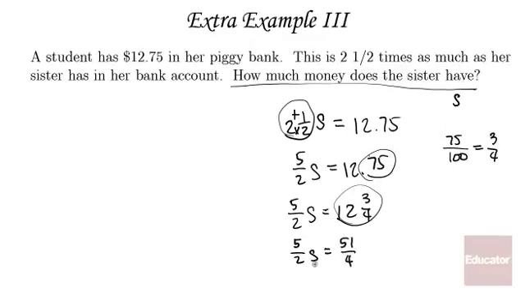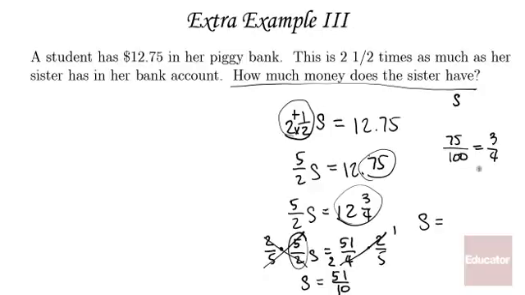To isolate s, I'm going to multiply both sides by the multiplicative inverse, which is 2/5. This cancels, and I have s alone. I've isolated s. I can cross-simplify here to make my numbers easier to work with. I'll have 2 and 1. Then I'll have 51/10. And if I simplify that, 10 goes into 51 5 times, leaving me with 1. So I'll have 5 and 1/10.